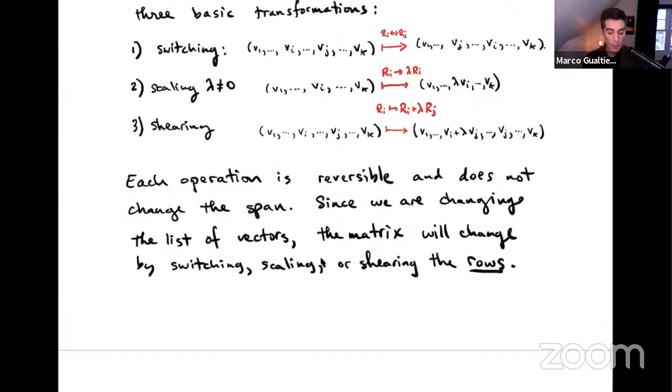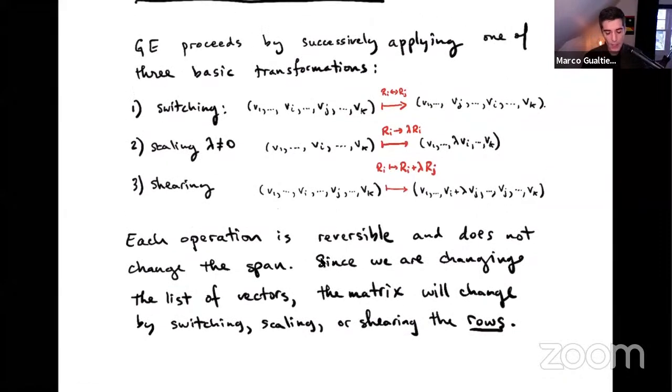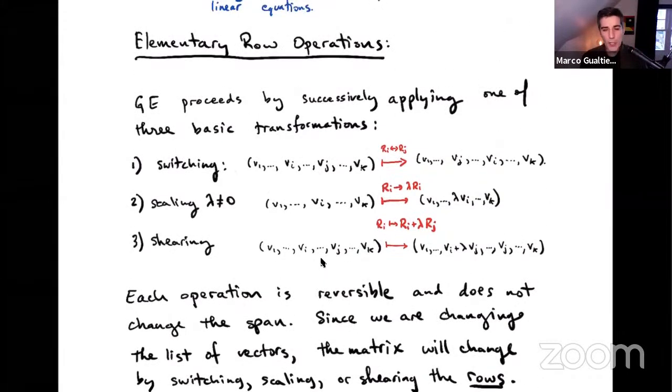But we are changing the list of vectors. So that means that the matrix will change by switching, scaling, and shearing the rows. That's it. Those are the operations. And it's obvious, or at least you can check, that they are all reversible and they don't change the span. Any question about the basic operations of this procedure?